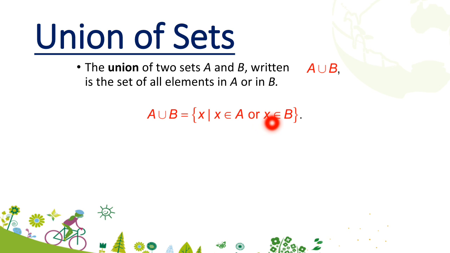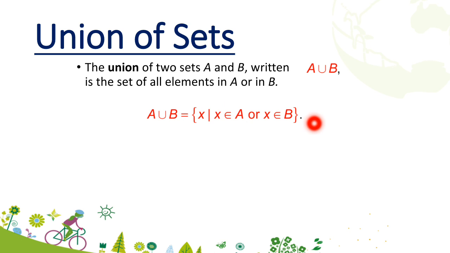The next one is the union of sets. The union of two sets A and B, written as A ∪ B, is the set of all elements in A or in B. Students, mathematically you can write the union as A ∪ B equals {x such that x belongs to A or x belongs to B}. Union means to combine. You have to unite all the elements that are present in set A or in set B.